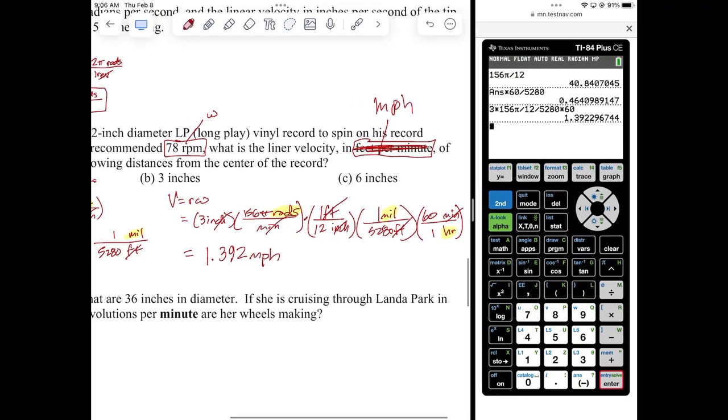Now, they're both spinning at the same rate, aren't they? They're both spinning at 78 RPM, so they both have the same what velocity?